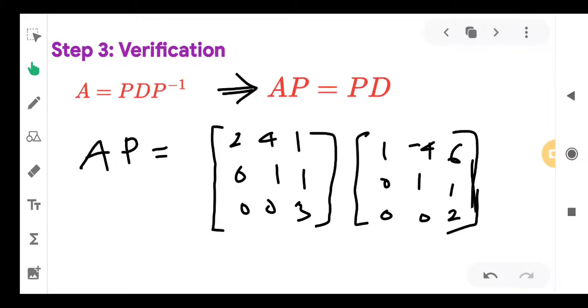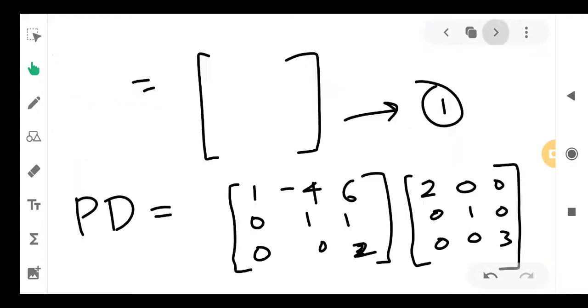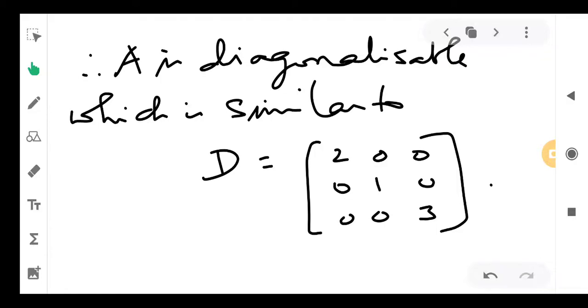Now let us verify whether A equals PDP inverse. For that, it is enough to compute AP equal to PD. You compute AP, you know A, you know P now, multiply them, and write it as an answer. This is the first answer. Similarly, you find out PD. P is here, D you know, compute PD and you'll be getting another matrix.